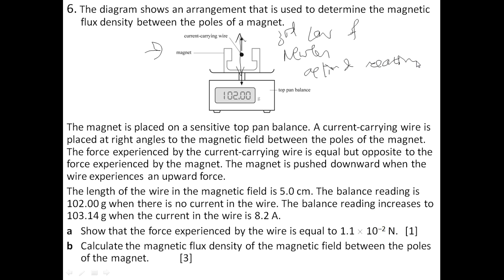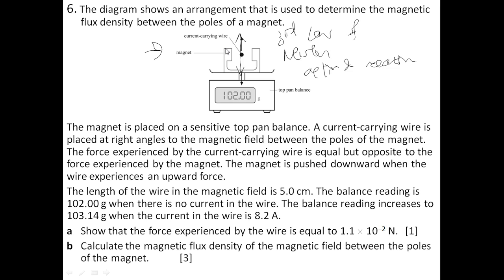Okay, so the length of the wire in the magnetic field is 5 cm. Now the balance reading is 102 gram when there is no current in the wire. The balance reading increases to 103.14 gram when the current in the wire is 8.2 ampere. Show that the force experienced is equal to 1.1 times 10 to the power negative 2 Newton, and calculate the magnetic flux density of the magnetic field between the poles of the magnet.